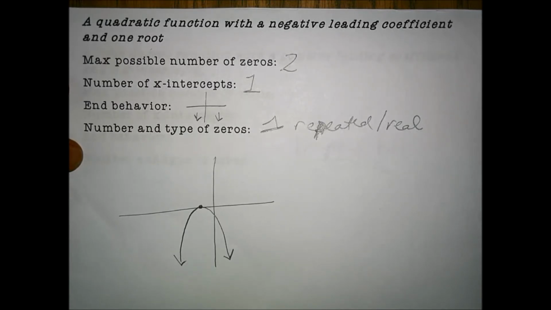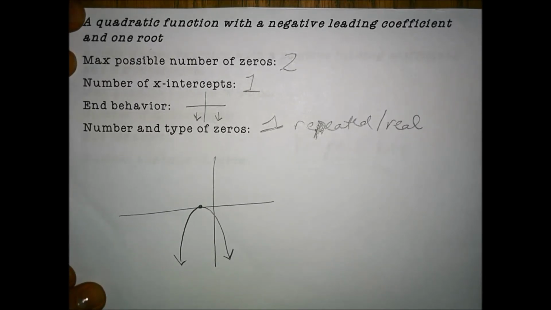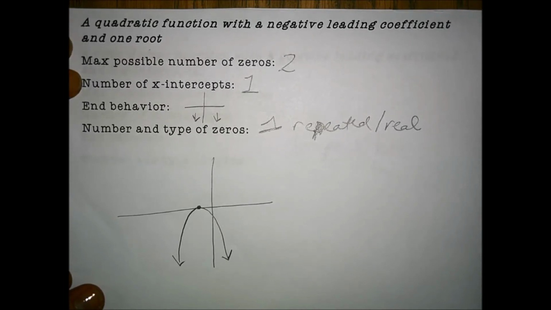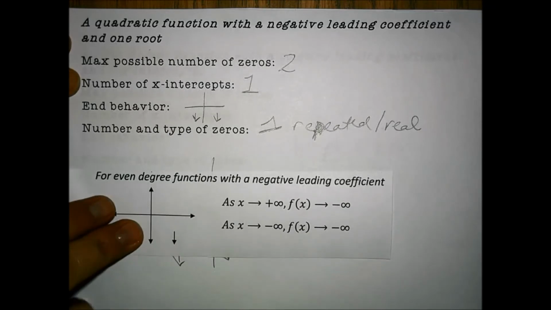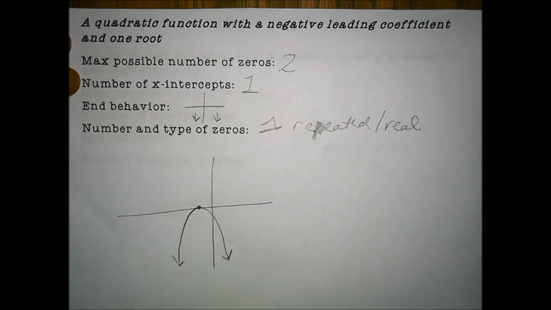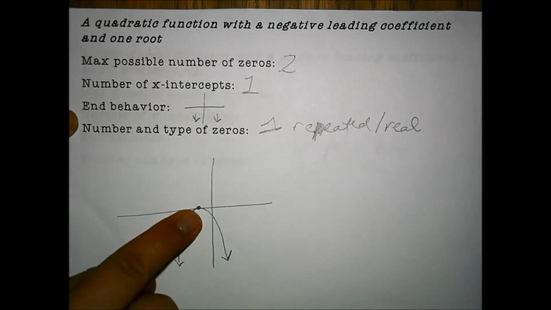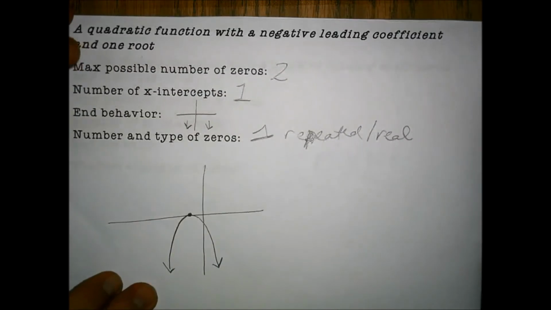A quadratic function with a negative leading coefficient and 1 root. Max possible, 2 to match the degree of 2. The number of x-intercepts has to be 1 because there's only 1 root. The end behavior has to follow even degree functions with a negative leading coefficient, and that means that you're only going to have 1 repeated root. 1 root, 2 factors of x, a degree of 2.